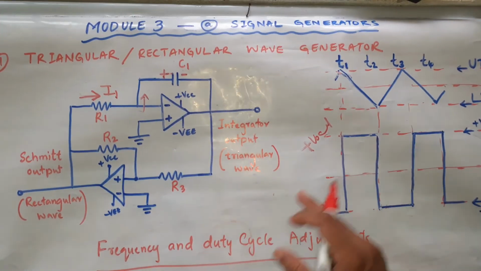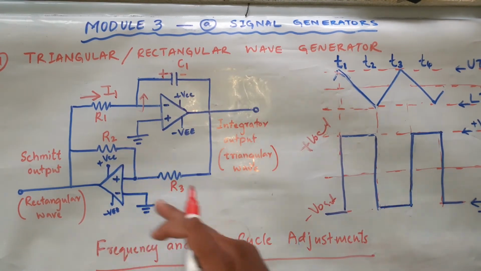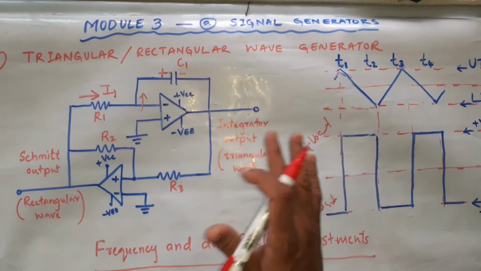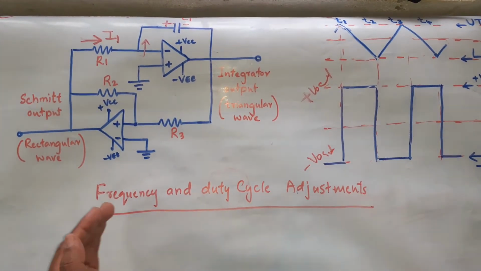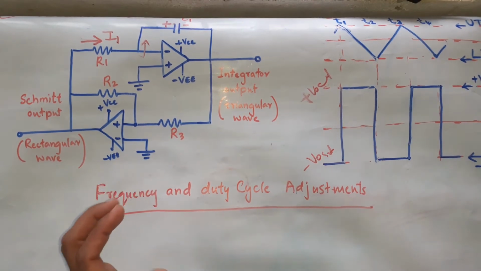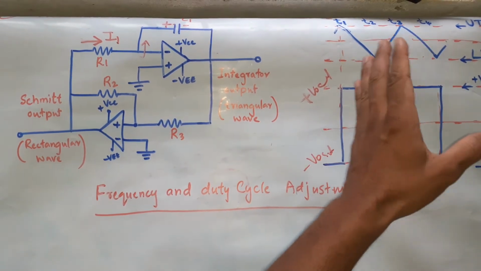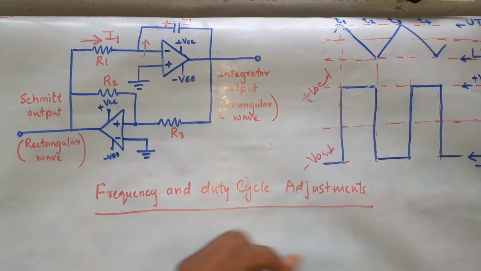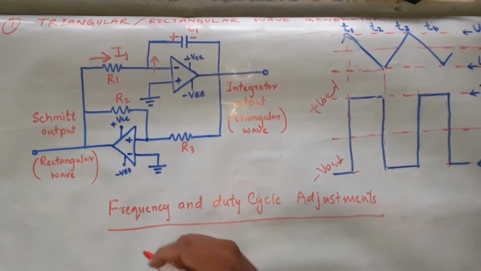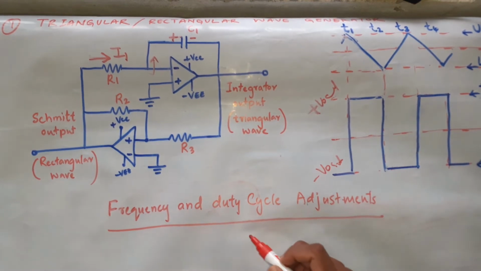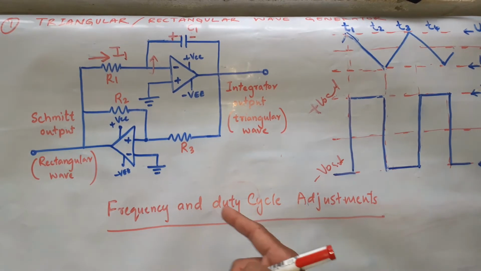And this circuit is in its very basic form. This is the base. We also call this circuit a basic triangular and rectangular wave generator, wherein you don't have any control over the frequency and duty cycle. Frequency means the number of cycles produced. We don't have any control over the output wave. Whereas by modifying this present circuit, we can have control over the frequency as well as the duty cycle. So we call it the frequency and duty cycle adjustments modified circuit.